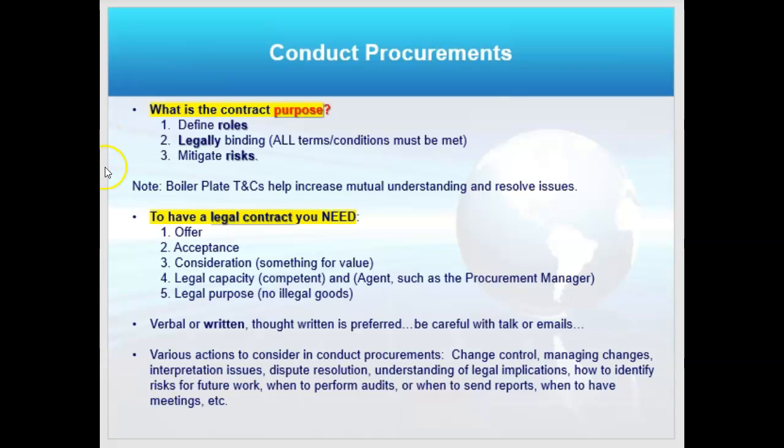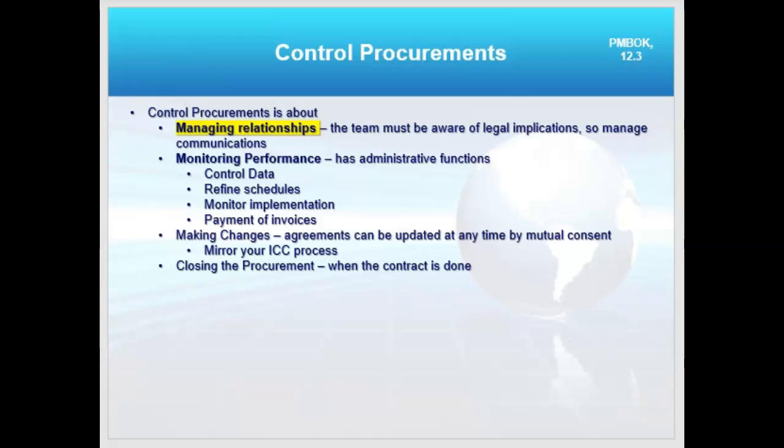So how do you know you have a contract? Well, these are the 5 steps to having a real contract. There's an offer, then someone has to accept it. There has to be something of value exchanged. That's called consideration. You have to have the legal capacity to go into the contract. That's why we use a procurement manager or officer. And it has to be for a legal purpose. Okay? You can think of some illegal purposes.